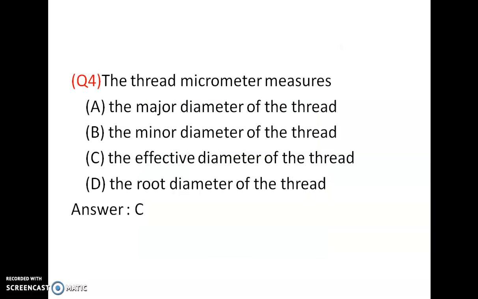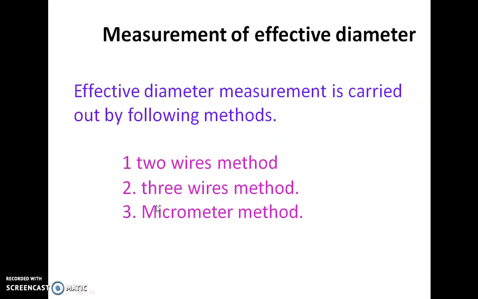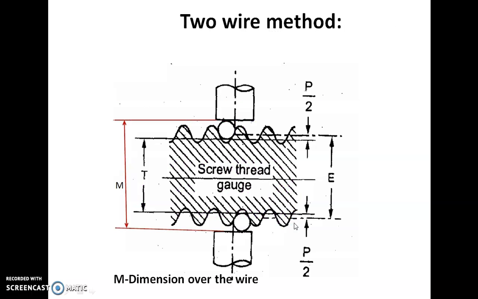Thread micrometers measure the effective diameter of the thread. The 2-wire method, 3-wire method, and thread micrometers are used to measure the effective diameter of the thread. Effective diameter measurement is carried out by the following methods: 2-wire method, 3-wire method, and micrometer method.